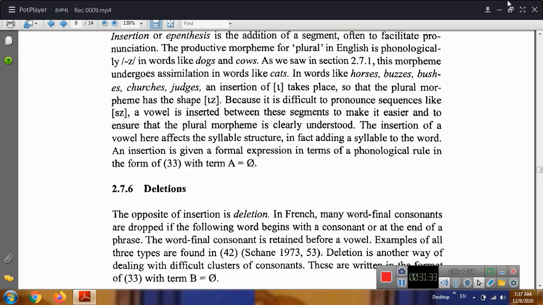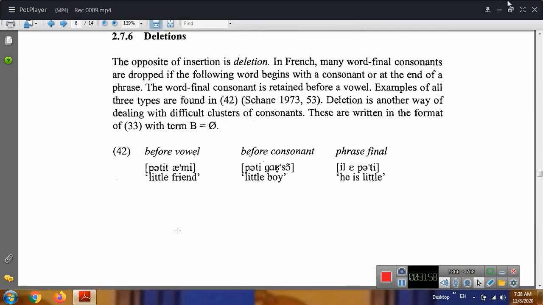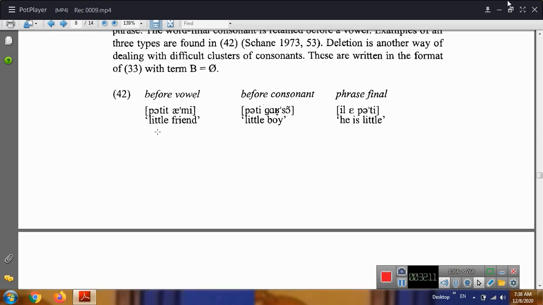This shows the deletion, and it becomes A, for example, which is insertion. In deletion, which is the opposite of insertion, we drop sounds. Like in French, in many words final consonants are dropped if the following word begins with a consonant or at the end of the phrase. Here you can see it: in deletion, for example, the B becomes deleted, which we show in this way.